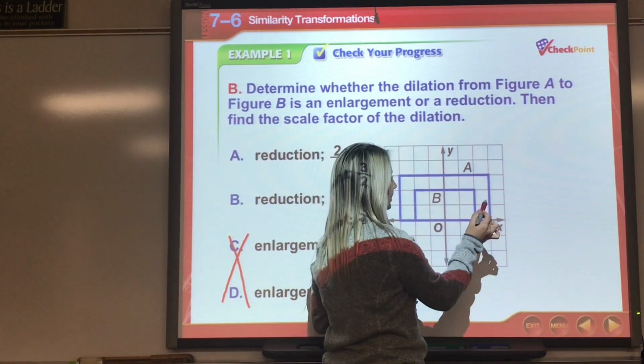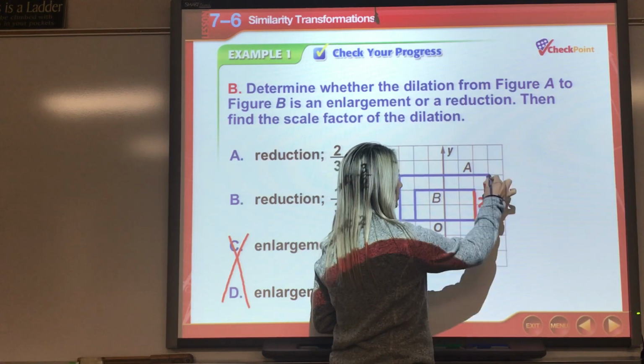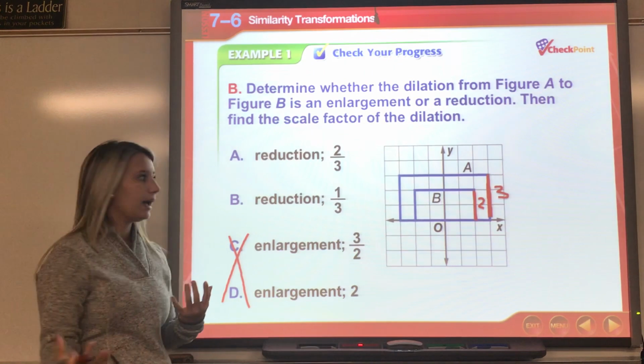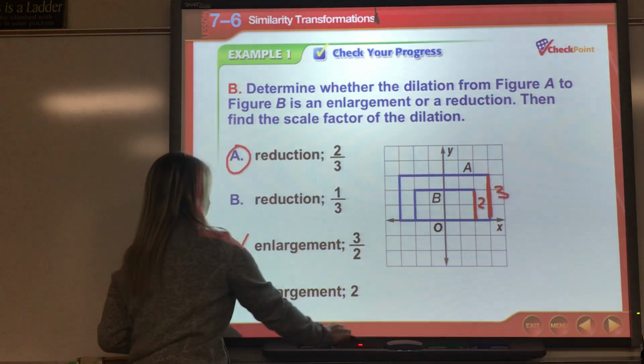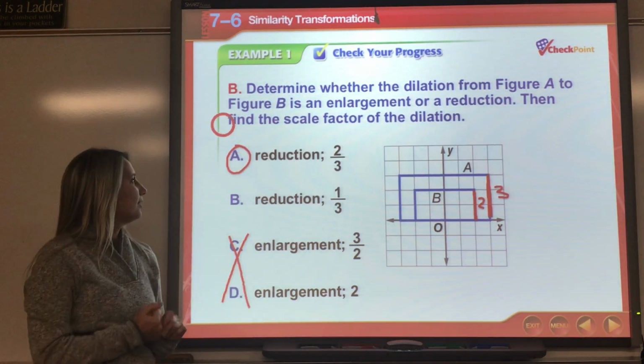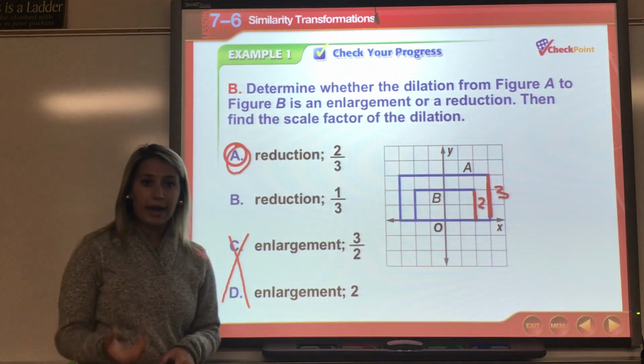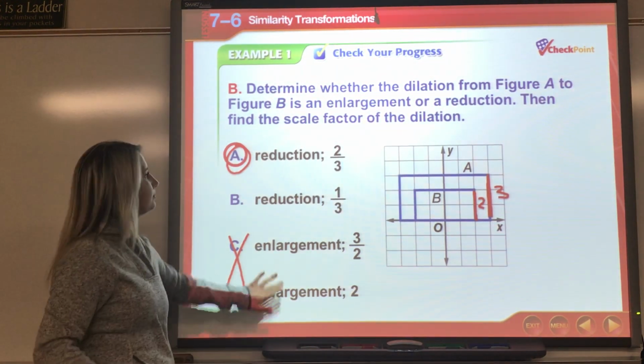So here this side length of B is 2. This side length of A is 3. So when we take B over A, we have a reduction, and our scale factor, or K, is 2/3.